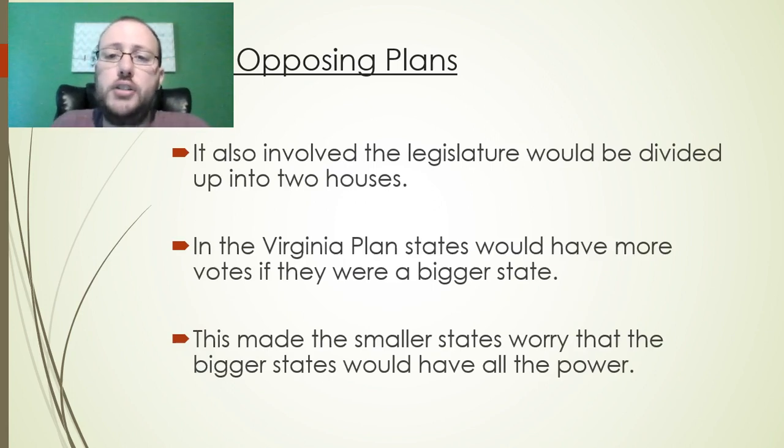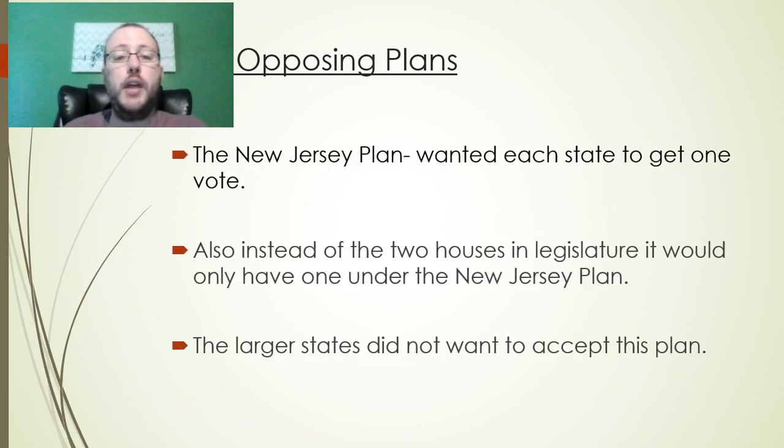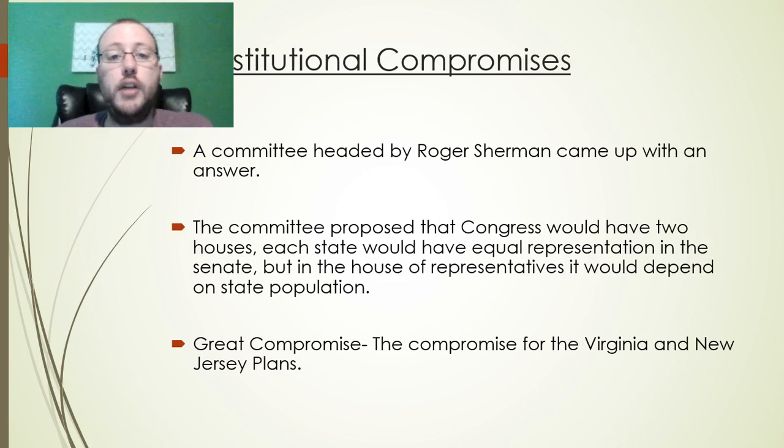It also involved the legislature being divided up into 2 houses. In the Virginia plan, states would have more votes if they were a bigger state, obviously. This made the smaller states worry that the larger states would have more power. So the New Jersey plan focused on each state getting equal representation, each state getting 1 vote. Also, instead of the 2 houses, it would have 1 under the New Jersey plan. So it wouldn't have the House and the Senate. It would just have Congress. The larger states did not want to accept this plan. So a committee headed by Roger Sherman came up with an answer.